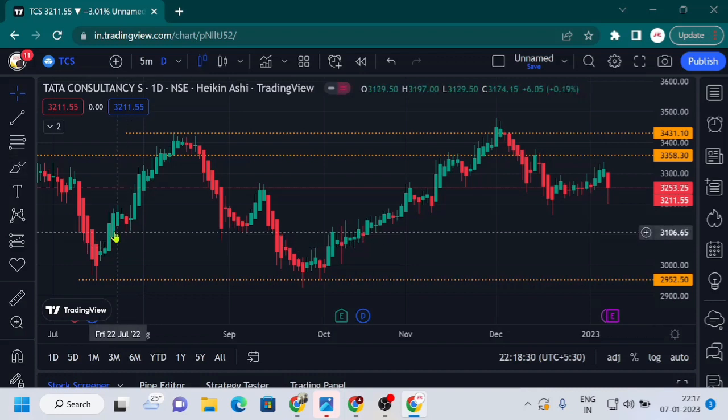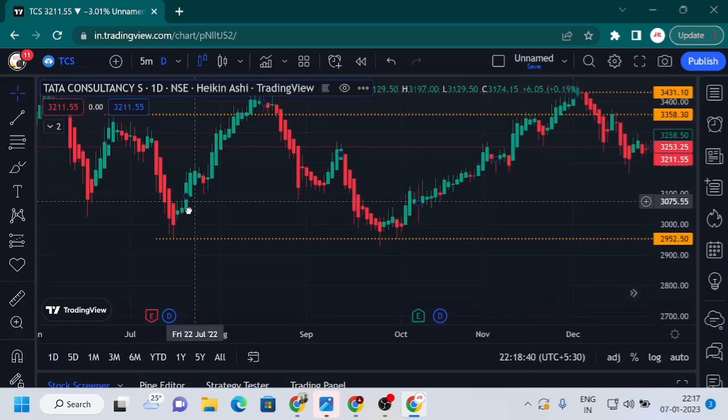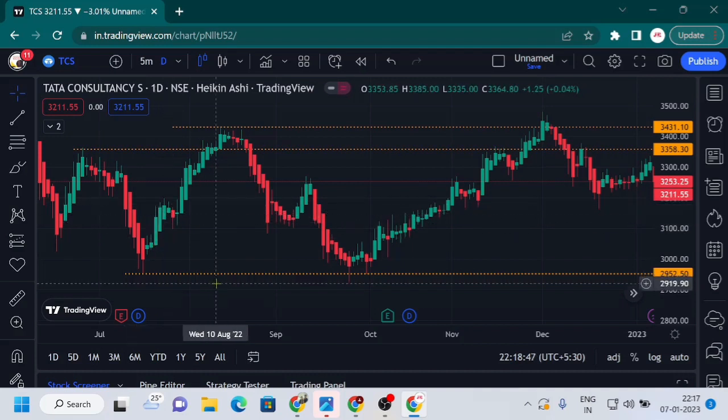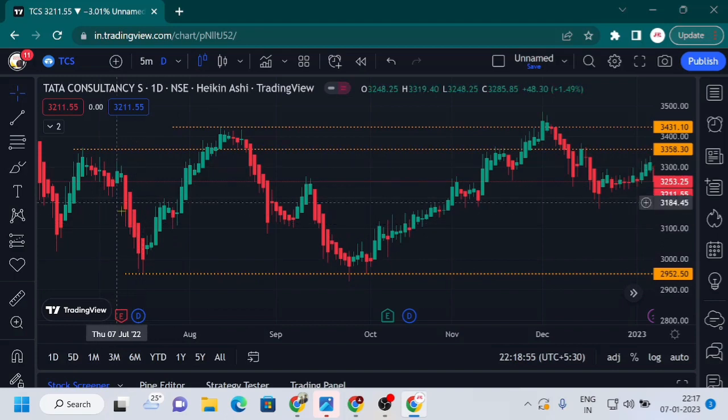You see, if you are seeing wicks on the upside for a green candle, then it is called a bullish candle. In the Heikin-Ashi candlestick, if a green candle has wicks on the upper side, then that candle is considered a bullish candle. If you see a red candle with wicks on the lower side, then this candle is considered a bearish candle. Now, where can we change our position?